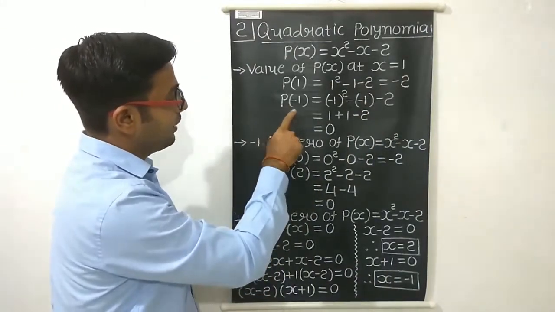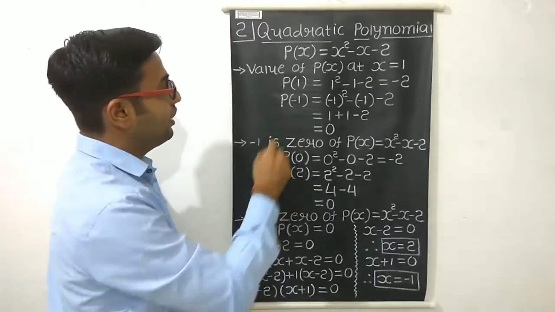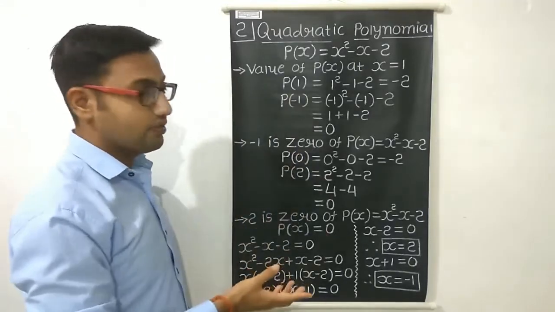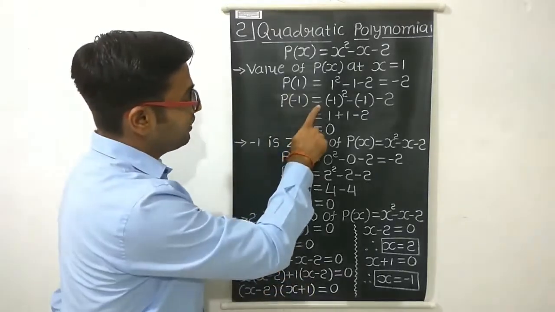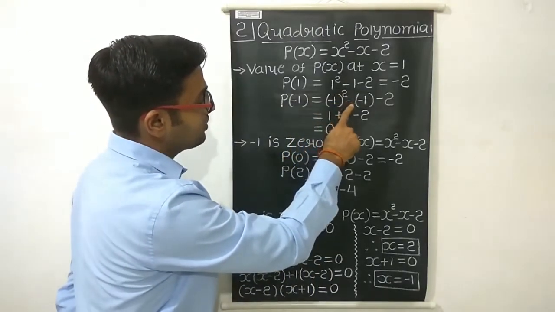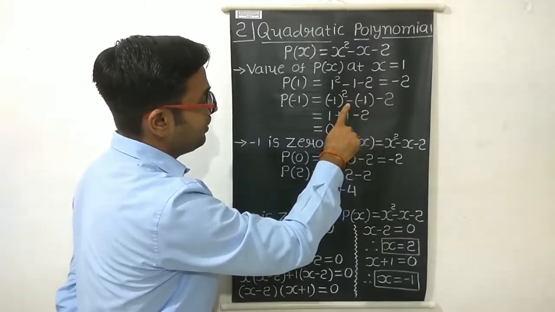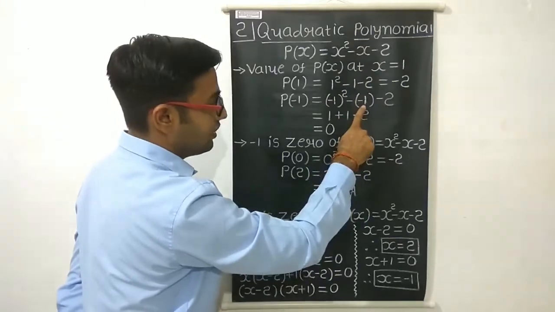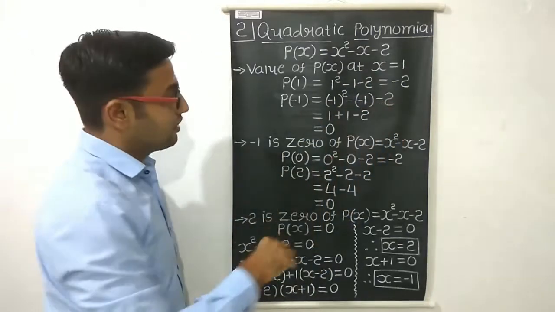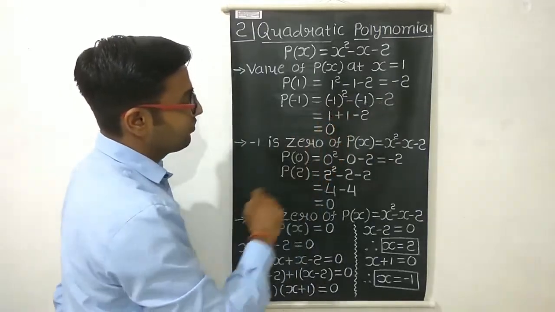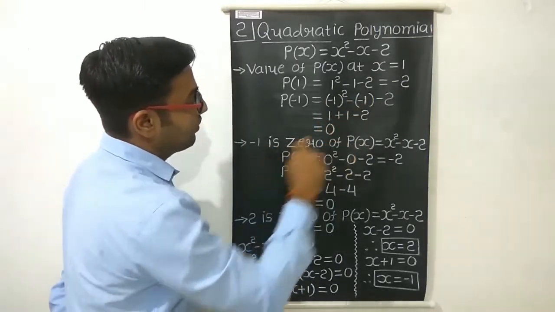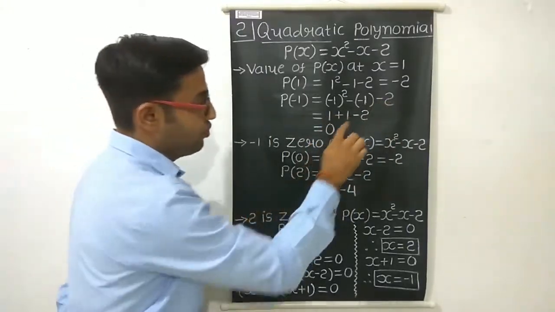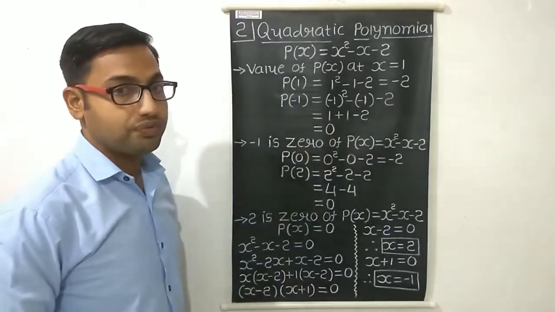Now we will find the value of this polynomial at x equals minus 1. So instead of x, we have to put minus 1. What will we get? Minus 1 square minus, instead of x minus 1, that is why the minus is outside, also instead of x we put minus 1, so in the bracket minus 1, minus 2 as it is. The square of minus 1 is plus 1. This minus minus becomes plus 1 and minus 2 is as it is. So 1 plus 1 plus 2 minus 2 equals 0.